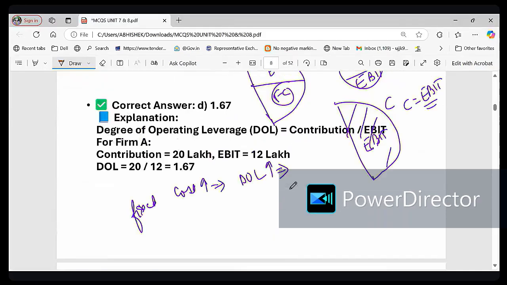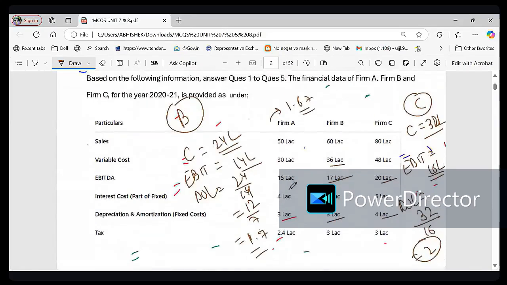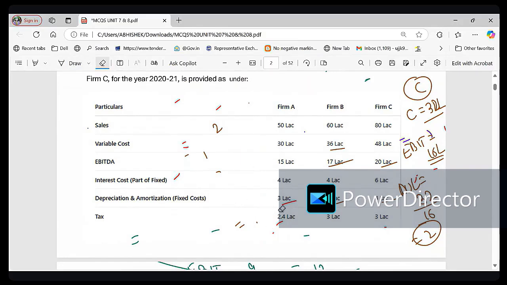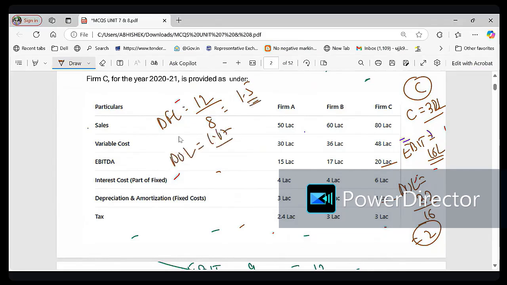Let me come back to this particular question. Do you know what is degree of combined leverage? How to find it? The formula is very simple. We have just calculated DOL, which is 1.67, and we have also calculated the DFL. What was the DFL? EBIT upon EBT. EBIT we have calculated as 15 minus 3, which is 12, and EBT is 8. So it was 1.5. So for firm A, DFL is 1.5 and DOL is 1.67, and you have to calculate DCL.